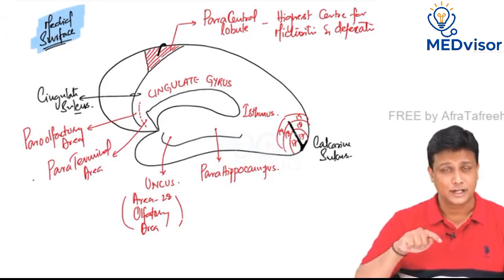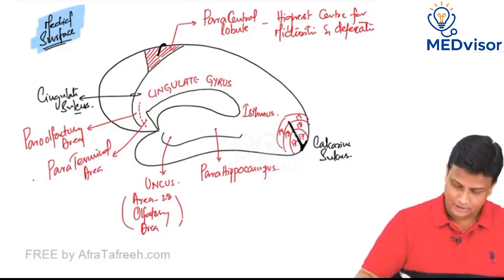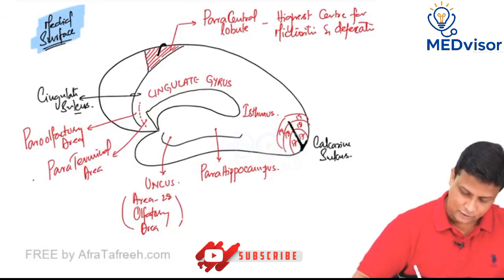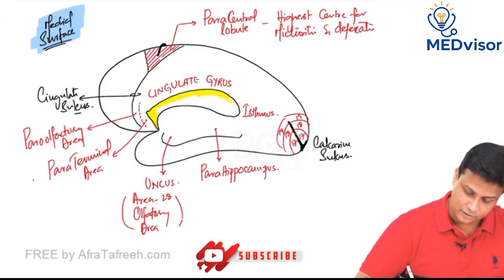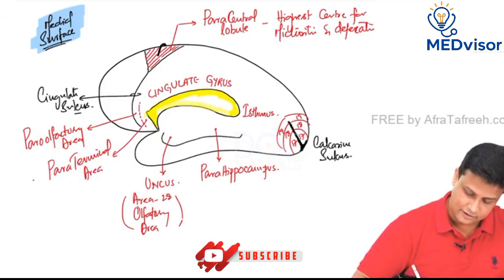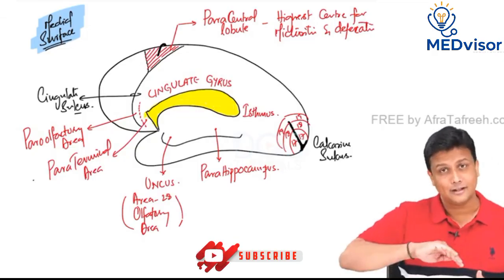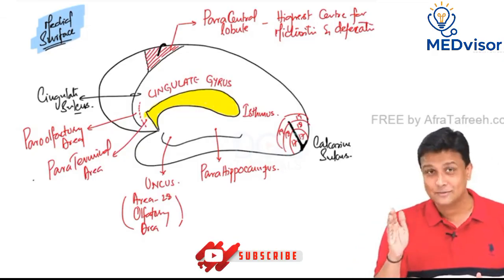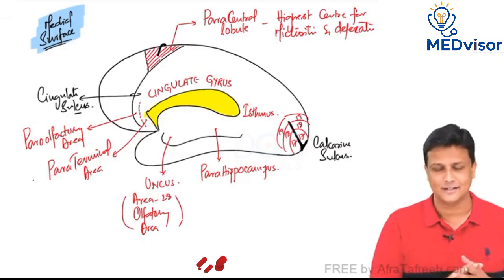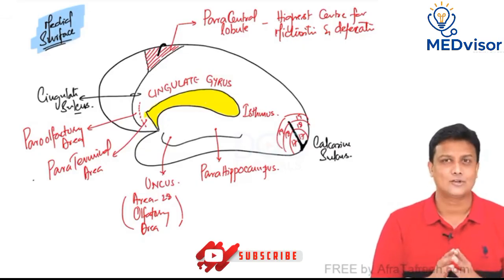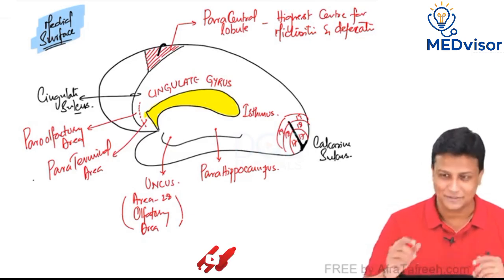Now try to appreciate one thing here. All these areas which are actually surrounding the corpus callosum. So this here is actually the corpus callosum, and try to appreciate all the areas around the corpus callosum, guys, in sequence. So we have got the para-terminal, para-olfactory, then there will be cingulate gyrus, isthmus connecting with the parahippocampal gyrus, and uncus. Remember, all these are actually the components of limbic system. All these are actually the components of your limbic system only.